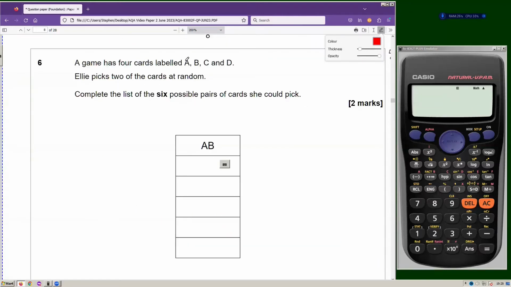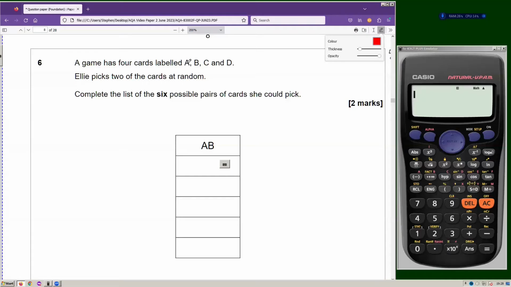A game has 4 cards labeled A, B, C, and D. Ellie picks 2 of the cards at random. Complete the list of the 6 possible pairs. They're not really worried about order, because if you had BA as well, we'd have more than 6, I'm sure.